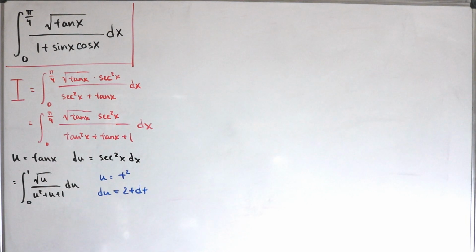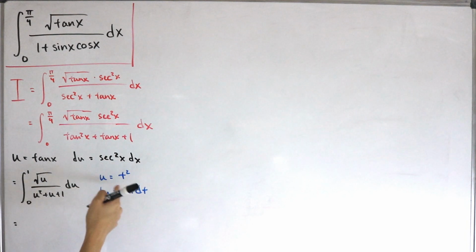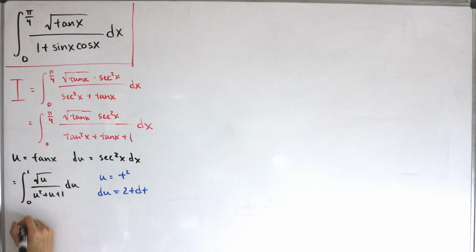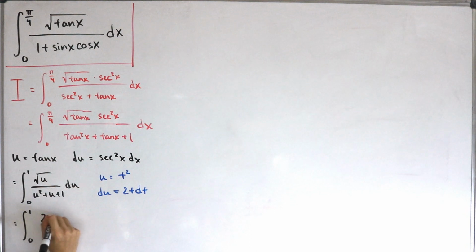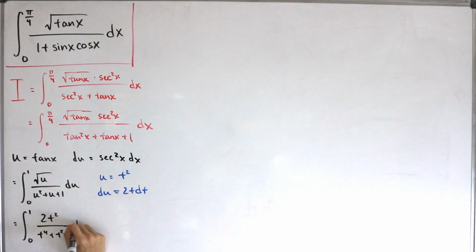So I'm going to go back to the black marker again. The bounds don't really change when you put in the new bounds, because they stay the same when you plug them in, so that's great. So we still have 0 to 1, and now we have 2 times t with the new differential. I'll put that together as 2t squared, divided by t to the power 4 plus t squared plus 1, dt.